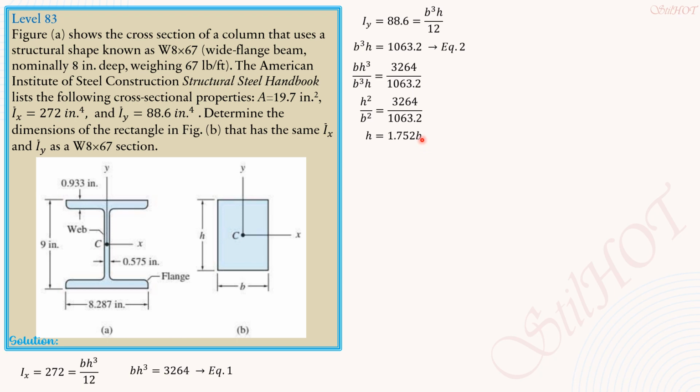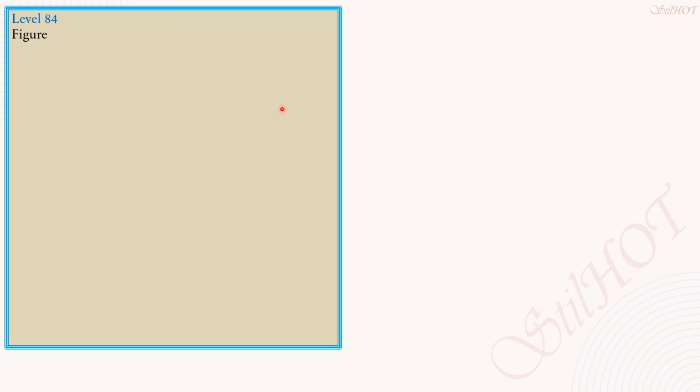We then substitute this value into equation 2. So b cubed times 1.752b equals 1063.2. From here, we can now solve for b, and b is equal to 4.963 inches. Then h, which is 1.752 of b, 4.963. So h is equal to 8.695 inches.